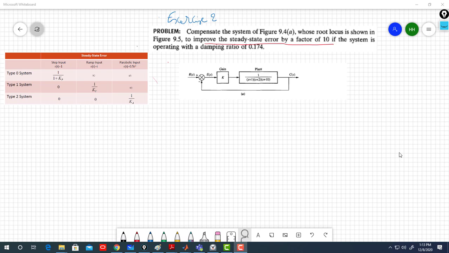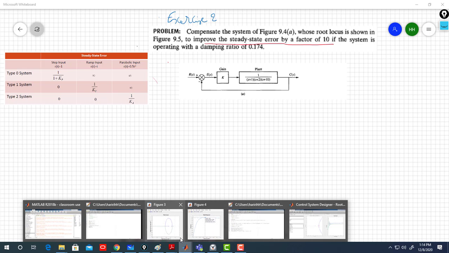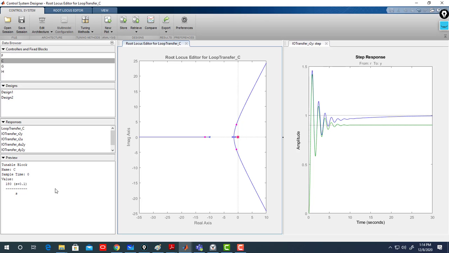Well, in this exercise, we need to compensate the system whose root locus is shown. We found the root locus in our previous exercise, exercise 1. Okay, so now this is with a compensator. We can take the compensator over.